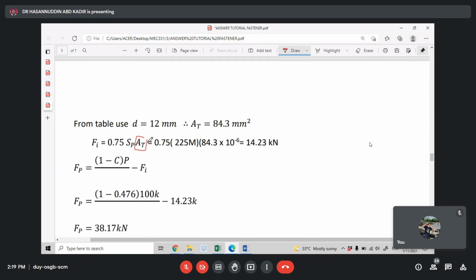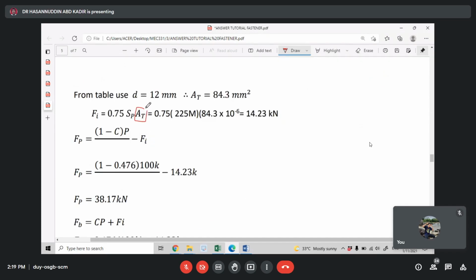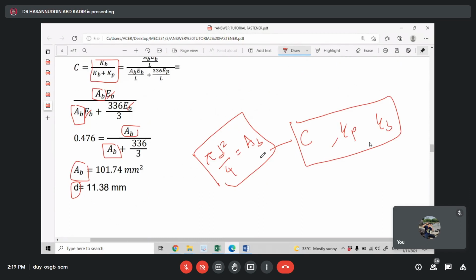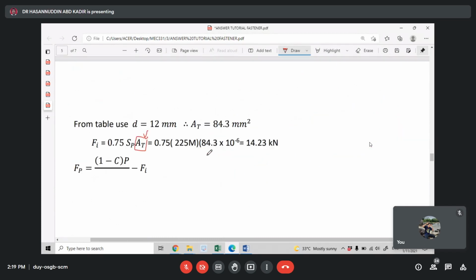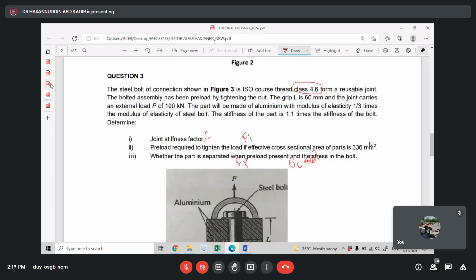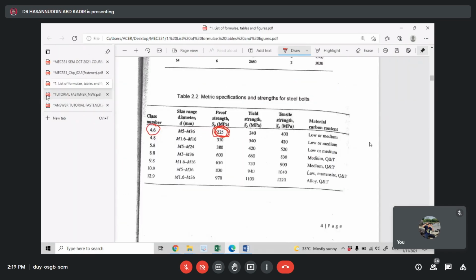So we must refer to the table, because the A here is the area of tensile, not the total area of the bolt. But this one, we want to apply the value of Fi here. So Fi just involves the area of the tensile. You can get the value of A here, the area of tensile, basically from the table. So from the table, we can refer based on the diameter you calculate.